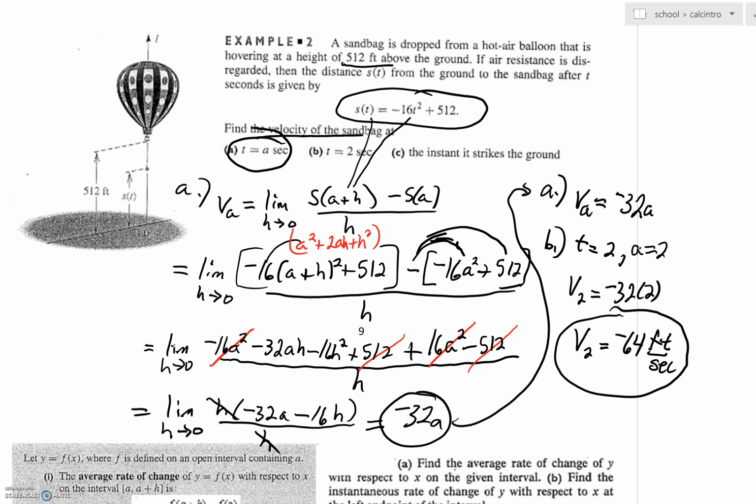So that's not an average velocity. That's at that particular instant. That sandbag would have been having a velocity of, because it's negative, that indicates it's dropping down. So it's losing 64 feet per second. Okay, we doing okay?